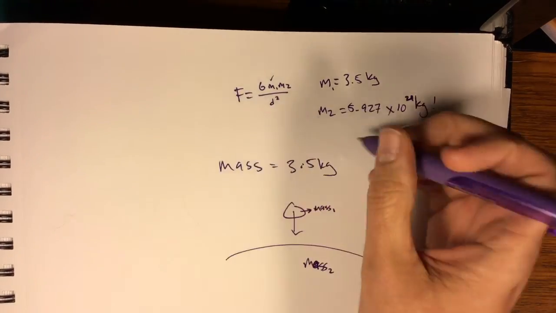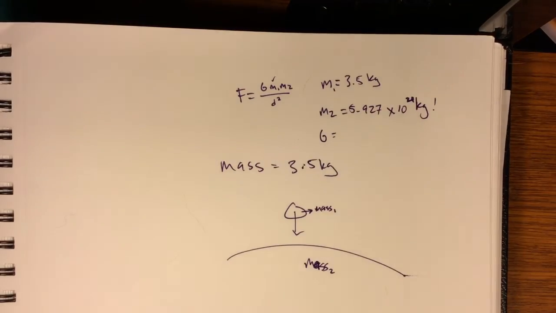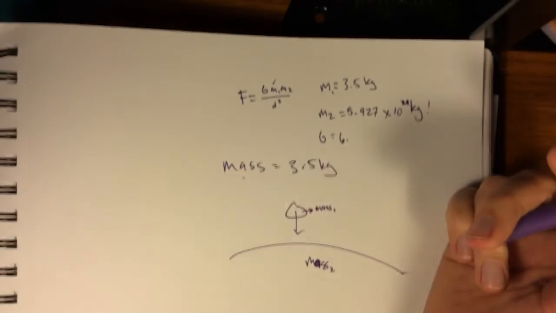So that's important. We know what G is. We're given G. It's 6, oh, that's my cat. Move it, cat. All right, thank you very much, cat.